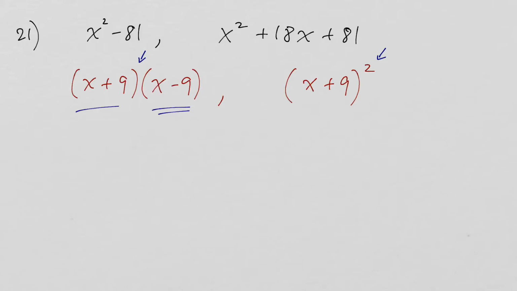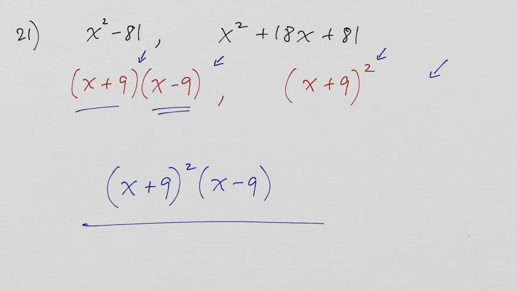2 is bigger, so my LCD is going to have that factor with a square. And then I have x minus 9 with an exponent of 1 here, of 0 here. 1 is bigger, so I'll have x minus 9 in my LCD. So that's the LCD between the two.